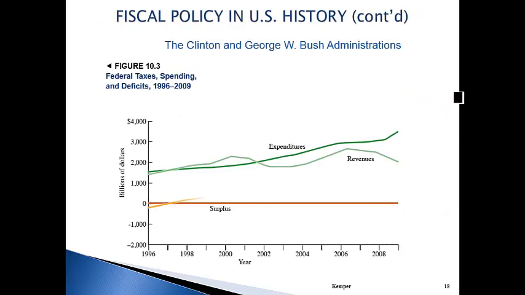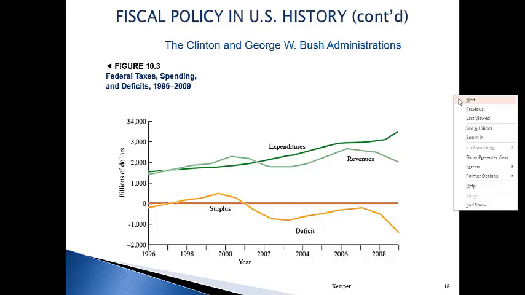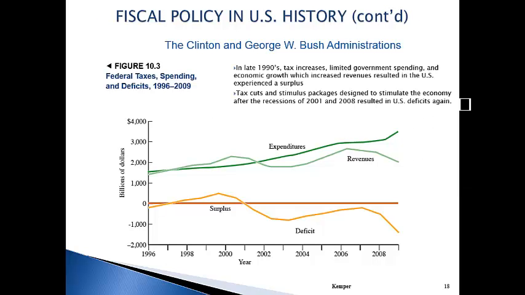This kind of shows you George W. Bush and Clinton and how we had expenditures and revenues. We had a surplus at the very end of Clinton's administration and the first of Bush's administration. Unfortunately, we had some great recessions during the Bush administration.